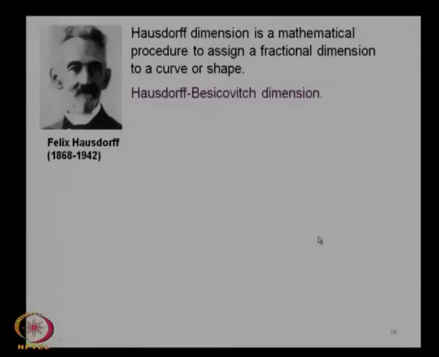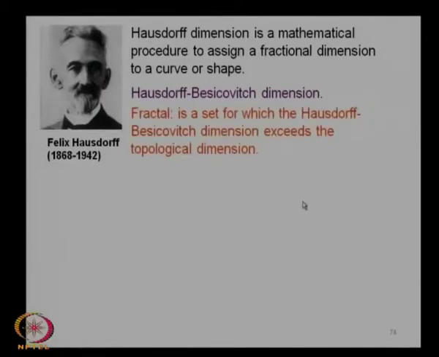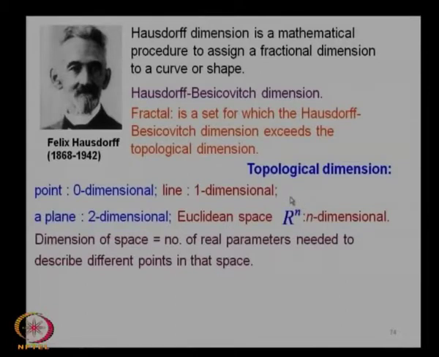So, this is a picture of Felix Hausdorff, and this idea is different from that of a topological dimension. We started discussing this idea that if you talk about the topological Euclidean dimensions, you have a point which has 0 dimension, then you have a line which is a 1 dimensional object, a plane which is a 2 dimensional object, and this way you can have a Euclidean Rn space.